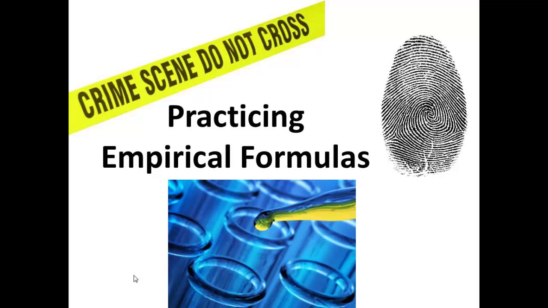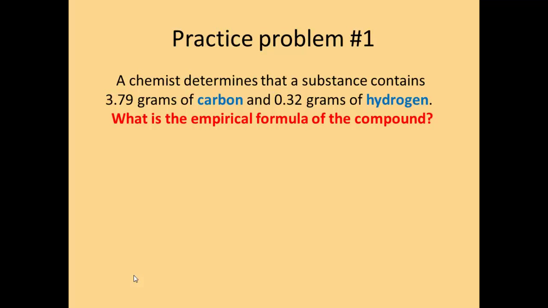In this part of our tutorial, we'll be practicing some empirical formula problems. Make sure you have a periodic table ready, as well as a calculator and something to write on. Let's begin our first practice problem. Here's the situation. A chemist determines that a substance contains two different elements, 3.79 grams of carbon and 0.32 grams of hydrogen. And what we want to know is, what is the empirical formula of this compound?